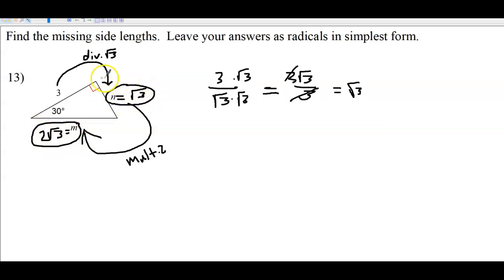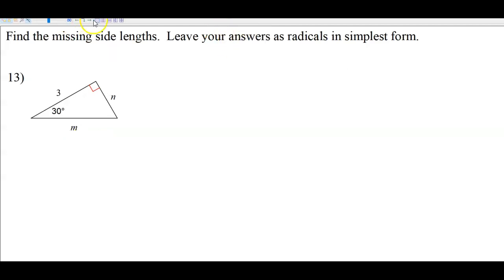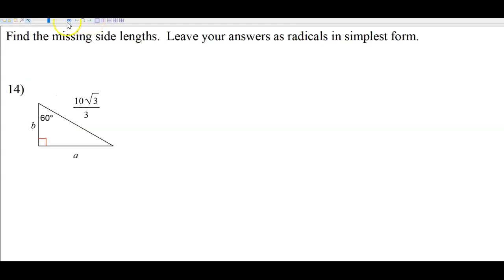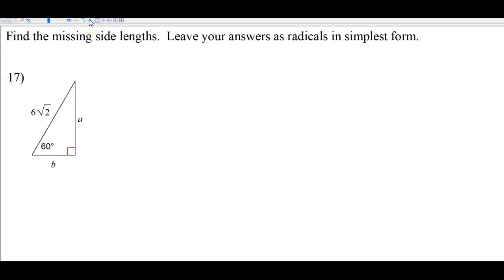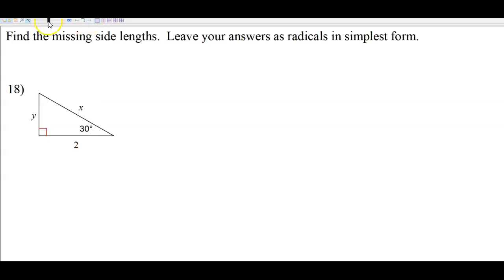So let's review, how did we do that? We have a 30, 60, 90 right triangle. They gave us the long leg. To get from the long leg to the short leg, you have to divide by the square root of 3, which I did here. That required me to rationalize and simplify till I got this for my short leg, and doubling that to get my hypotenuse, right? So let's go ahead and see if you guys can try one of those. There's one. So go ahead and give number 18 a try. Pause the video here. When you unpause it, you will see the solutions.